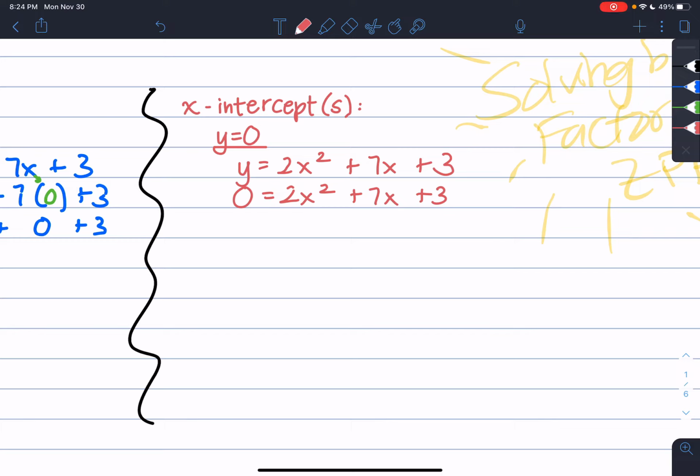All I'm going to do is rewrite 0 equals, and when we factor, again, we break it up into two sets of parentheses, two factors. The first terms need to multiply to 2x squared, so that'll be 2x and x. And the last two terms need to multiply to 3, so I'm thinking positive 1 and positive 3.